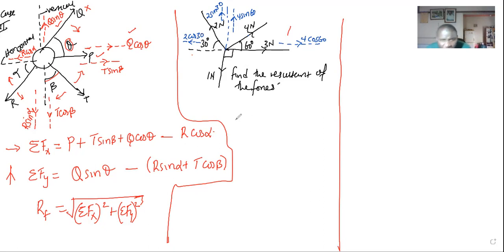Now, there are various ways. One can even use a table. I forgot to show you that. One can say, I want a table, for simplicity. Sum of forces, this is forces in X, forces in Y, or one can say horizontal and vertical. Then the forces are 1, 3, 4, and 2.